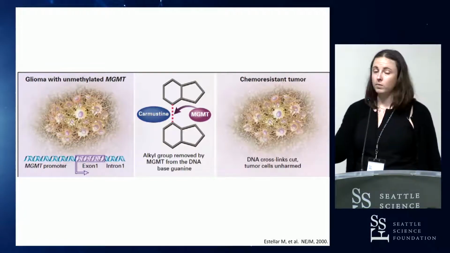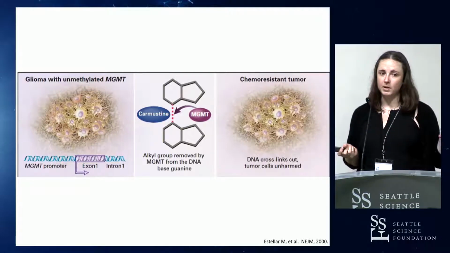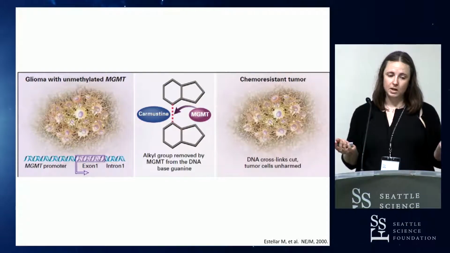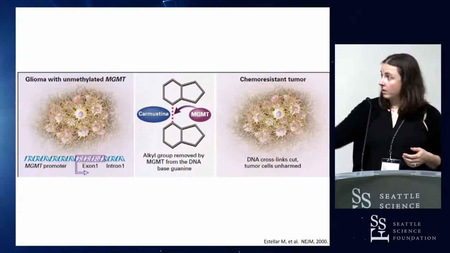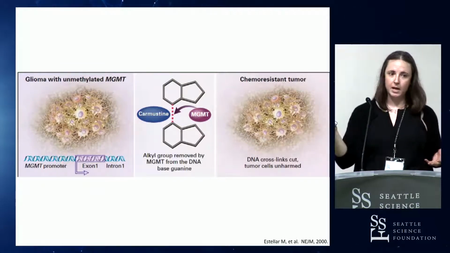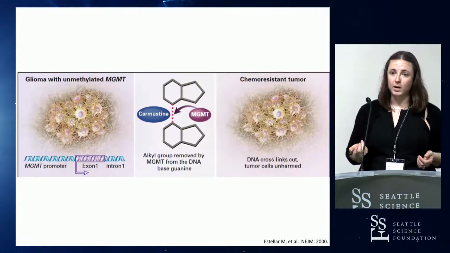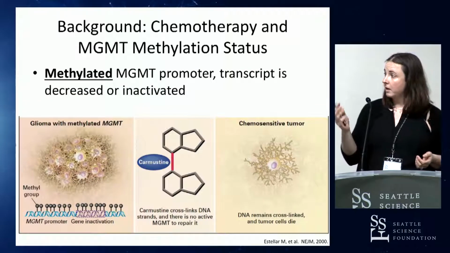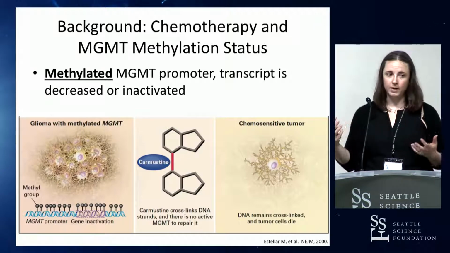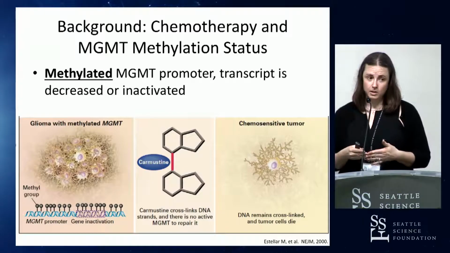So this is an example of what this looks like in a wild-type tumor where the promoter is not methylated, the gene is transcribed, and when you introduce an alkylating agent, we use temozolomide commonly in the US, MGMT will come in and remove that cross-link. And what you effectively have is a chemo-resistant tumor. When the promoter is methylated, you don't have expression of the gene, and then when you introduce alkylating agents, you don't have that protein to come in and remove that link. And so that introduces chemosensitivity to the tumor as well.